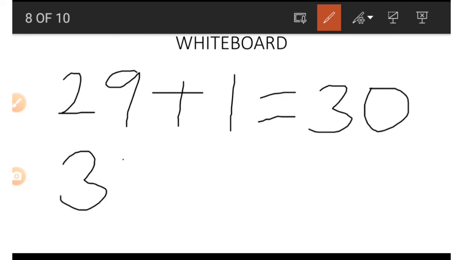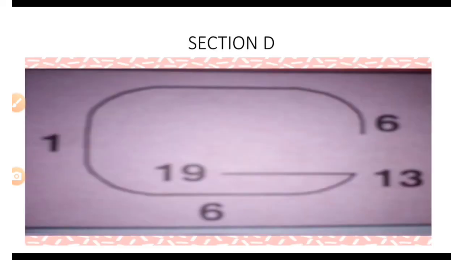So 30 divided by 5, that will give us 6. So that's how you get it, 6. Now let's look at section D, the last section.